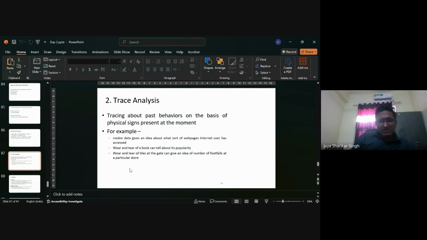Trace analysis, we all understand what tracing is, or I have to give an example of tracing. So the slide says tracing is about past behavior on the basis of physical signs present at the moment. As rightly said by one of you, you cannot go back to observe those kinds of events, but what we actually do is look for some physical evidence. Something has happened.